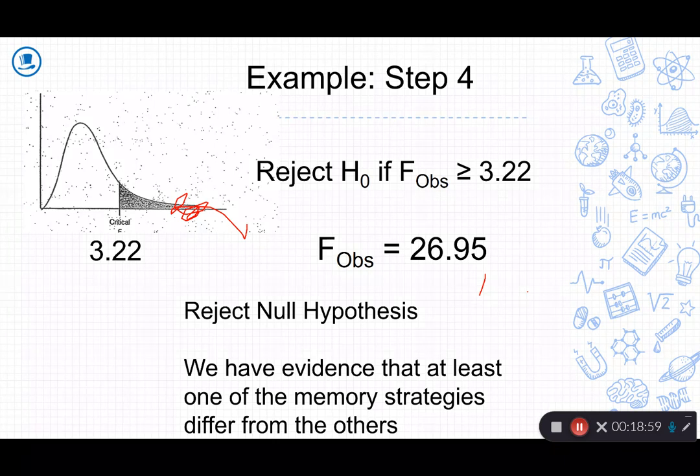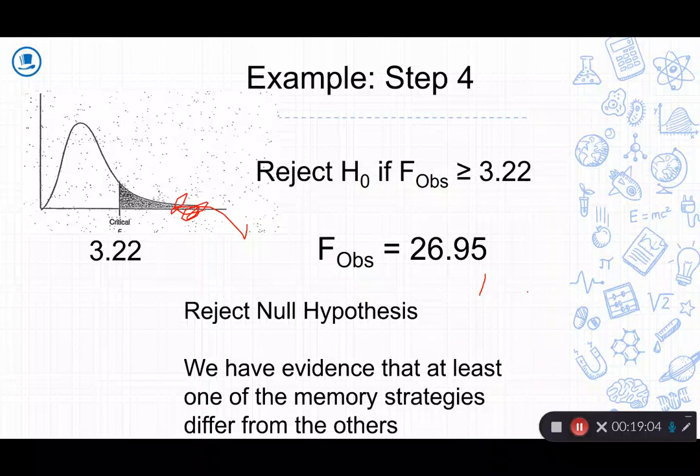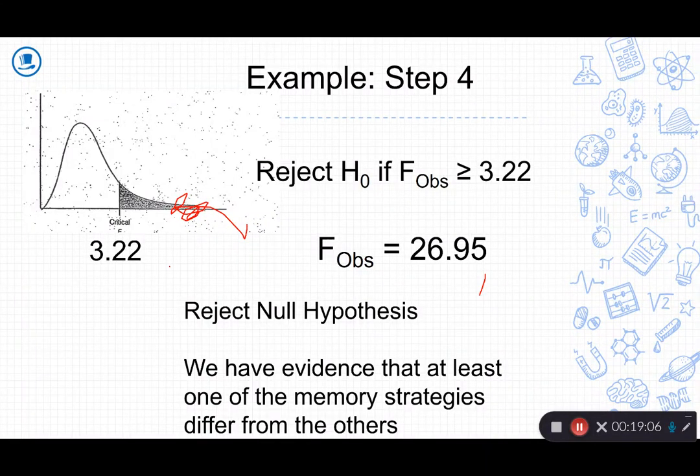Now let me just play a what if. What if we failed to reject the null hypothesis here, right? What if we got something that was over here, right? An F ratio less than 3.22. Well, something over here would be we would fail to reject the null hypothesis, and the conclusion would read the same except for the word no right there. If we fail to reject the null hypothesis, then we have no evidence that the memory strategies differ from each other.